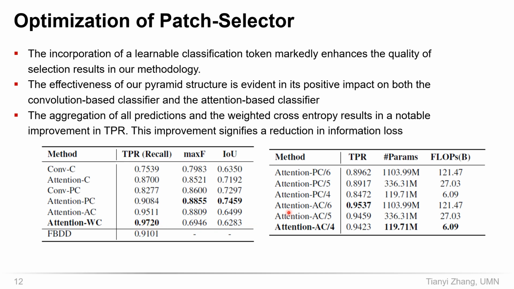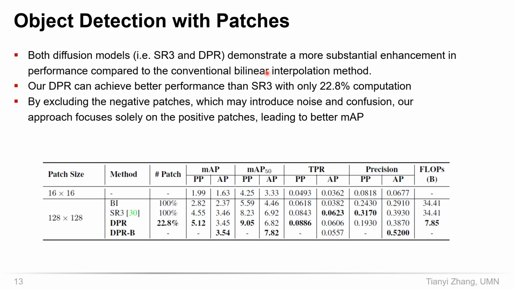For the right table, the value denotes the number of transformer layers. So actually you can find with 4 layers, the GPR is pretty similar to 6 layers, but the computation cost will be much less. So actually we selected this one as our optimized structure. This page shows the OD results with selected patches.